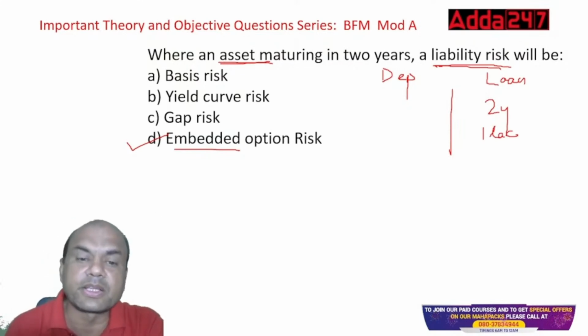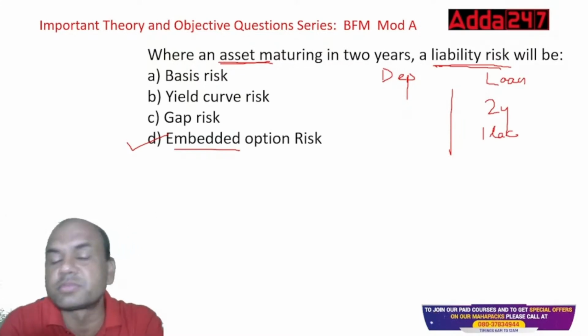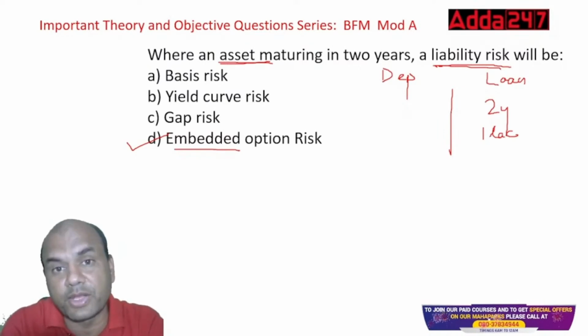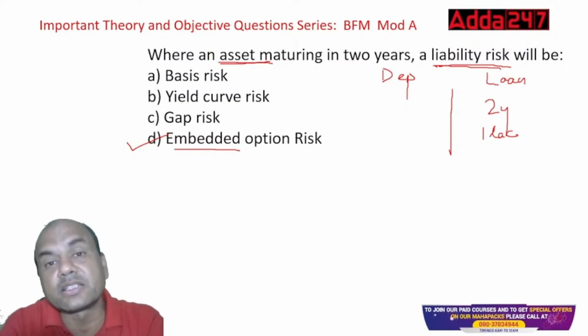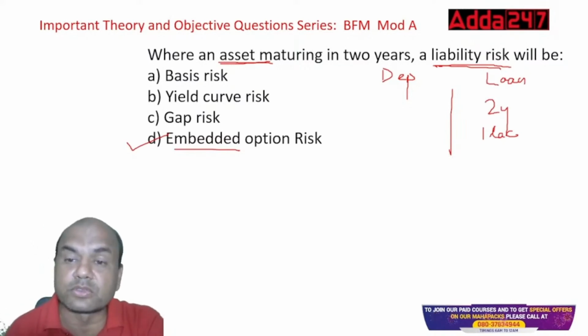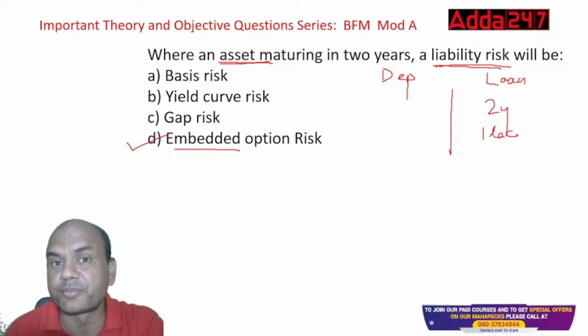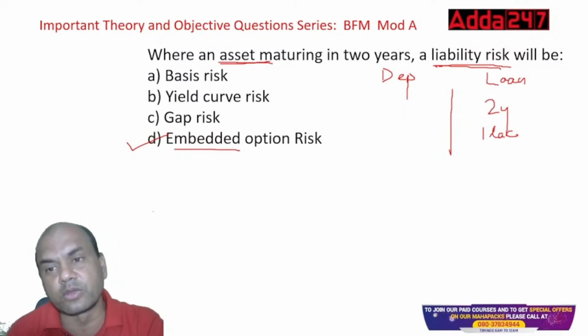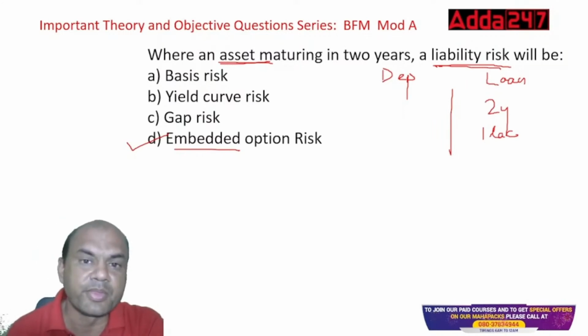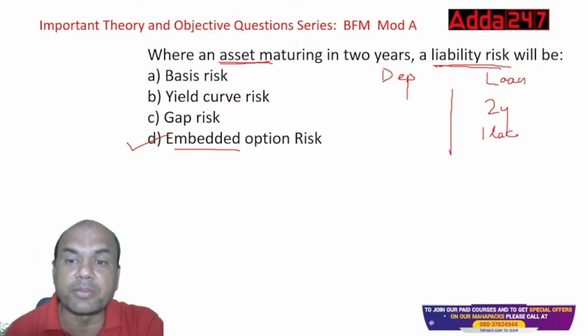So embedded option risk means there is a chance of withdrawal of FDs, withdrawal of savings deposits, plus there is a chance of repayment of loans also. Now this is from the loan side, where somebody repays these loans. So embedded option risk is for both sides, loan and deposit. Here we are talking of the liability, deposit side. So that's why it's the main embedded option risk.